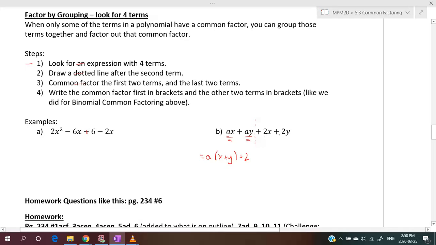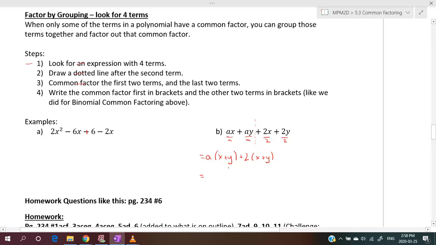And then once I divide them both by 2, I'll be left with an x plus y. Hopefully, right away you see you're left with something that looks just like what we were working on above. We have two binomials that are identical.